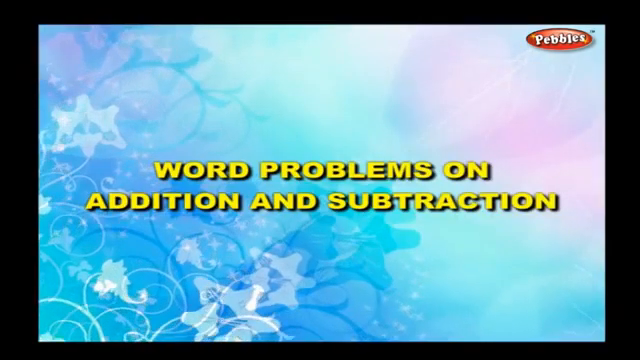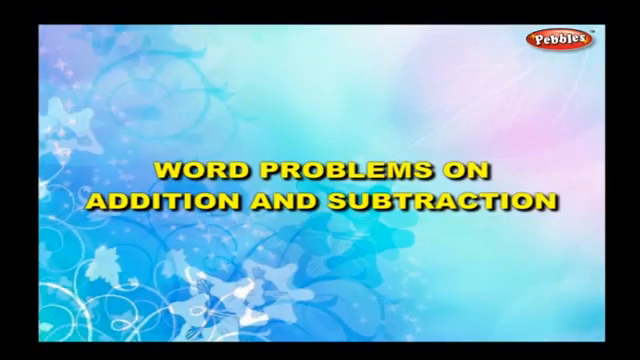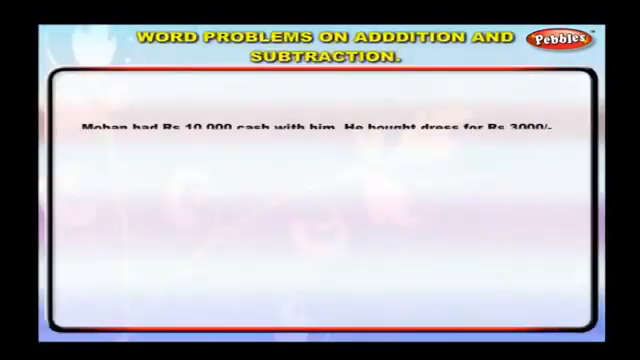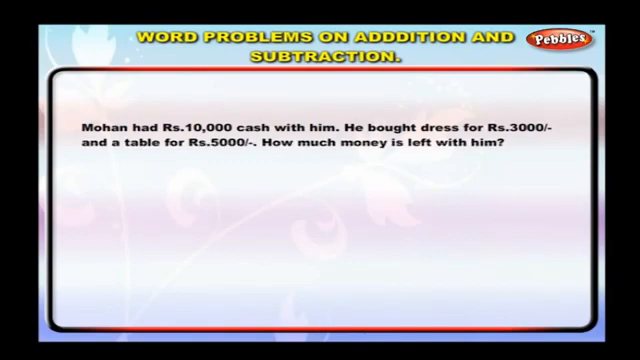Word problems on addition and subtraction. Mohan had rupees 10,000 cash with him. He bought a dress for rupees 3,000 and a table for rupees 5,000. How much money is left with him?